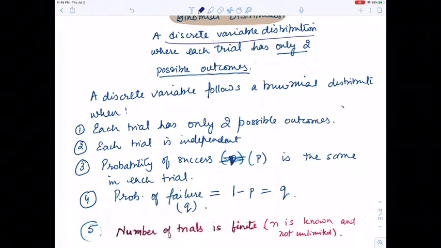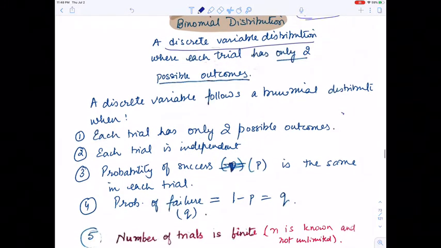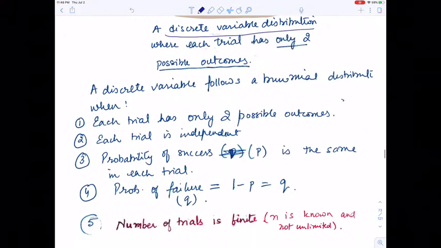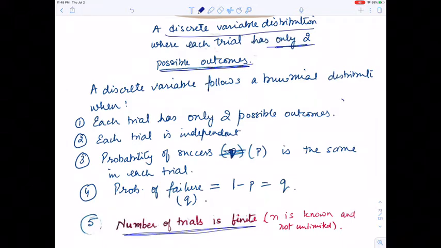Remember, distributions are always for the population, right? So this is a discrete random variable, where there's a finite number of trials and each trial has only two possible outcomes, and these trials must be independent and the probability of success in each trial must be the same. Probably that makes no sense to you right now. So let's talk about variable x.